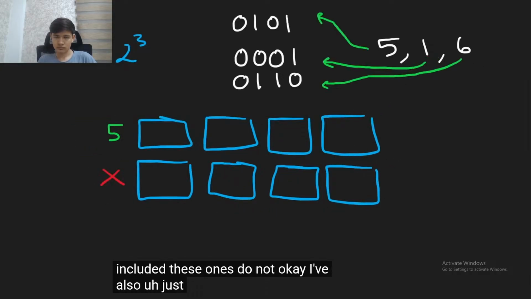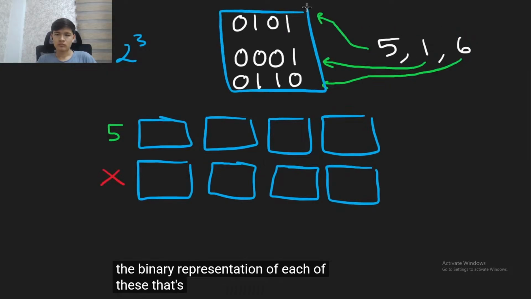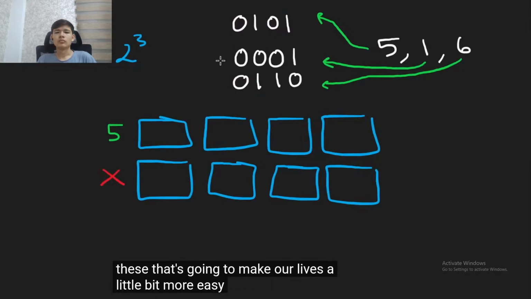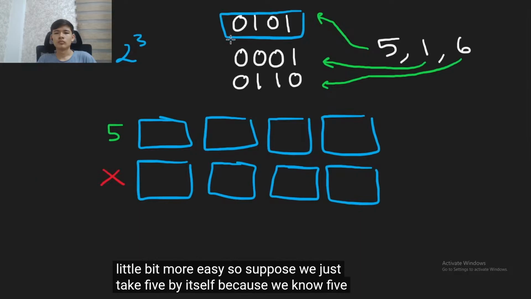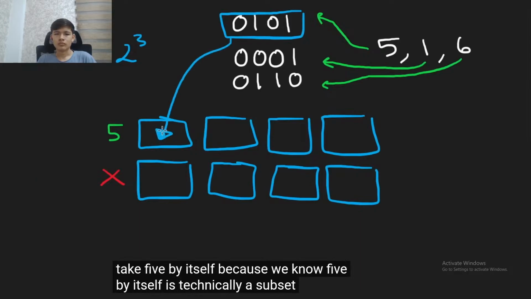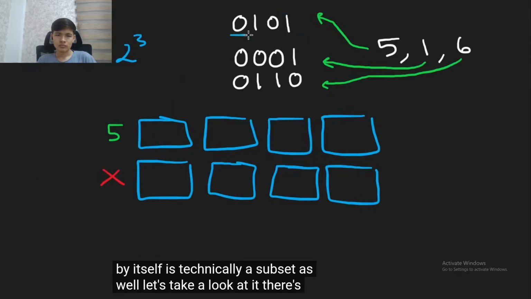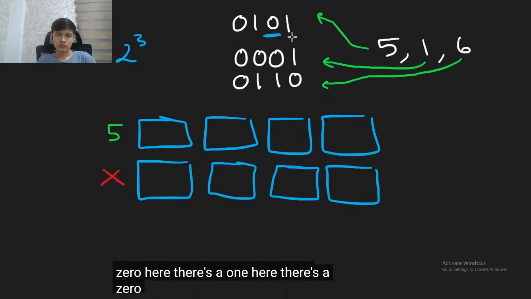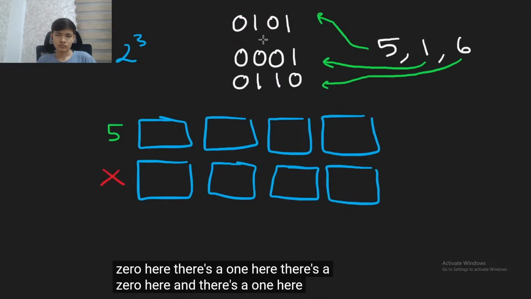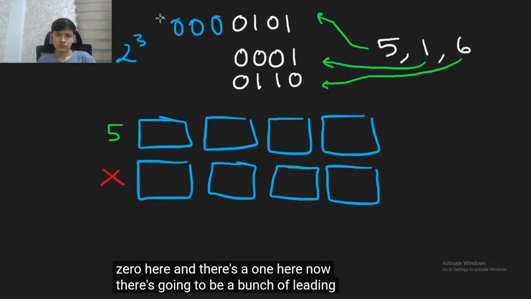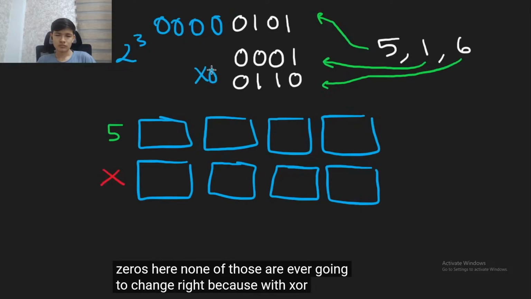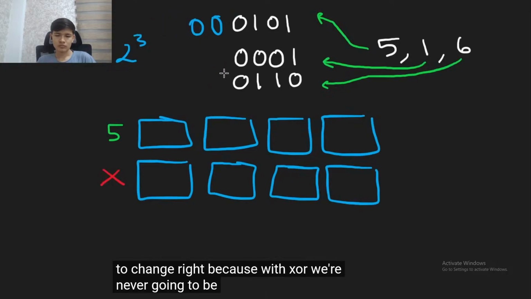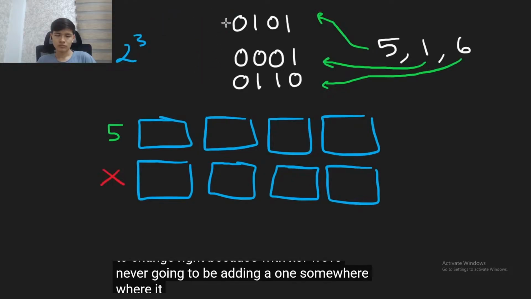I've also gone ahead and shown you the binary representation of each of these. That's going to make our lives a little bit easier. So suppose we just take 5 by itself, because we know 5 by itself is technically a subset as well. Let's take a look at it. There's a 0 here, there's a 1 here, there's a 0 here, and there's a 1 here. Now, there's going to be a bunch of leading zeros here. None of those are ever going to change, right? Because with XOR, we're never going to be adding a 1 somewhere where it doesn't exist.